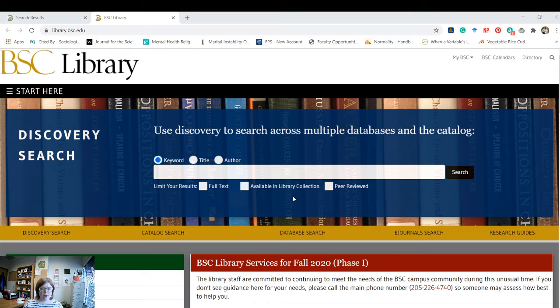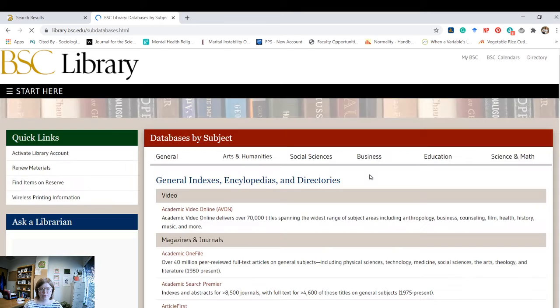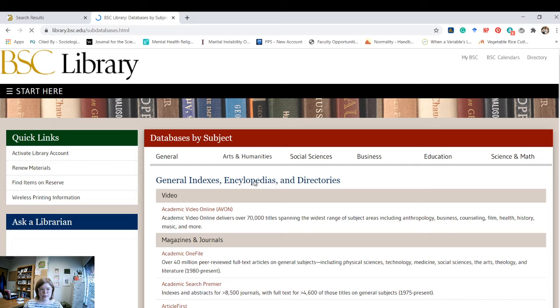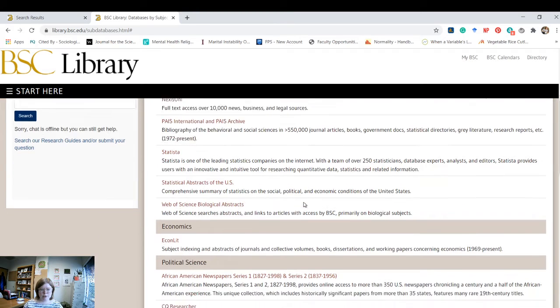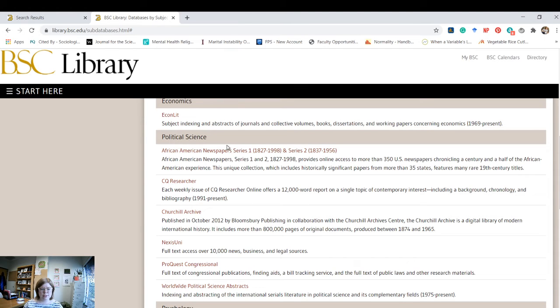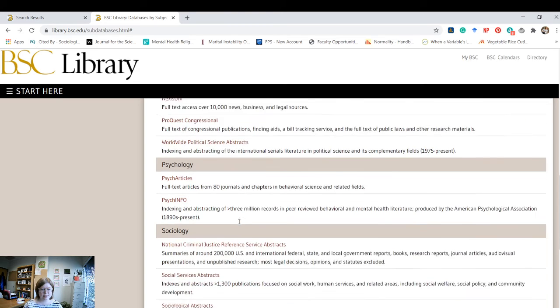So I'm going to go to database search, and I'm going to go to databases by subject. And I'm going to go to social sciences. And now here's where we'll differ. If you're a political scientist, you might want to go to Worldwide Political Science Abstracts.